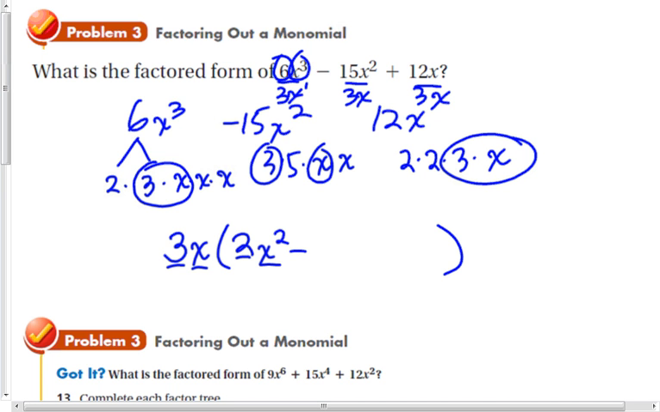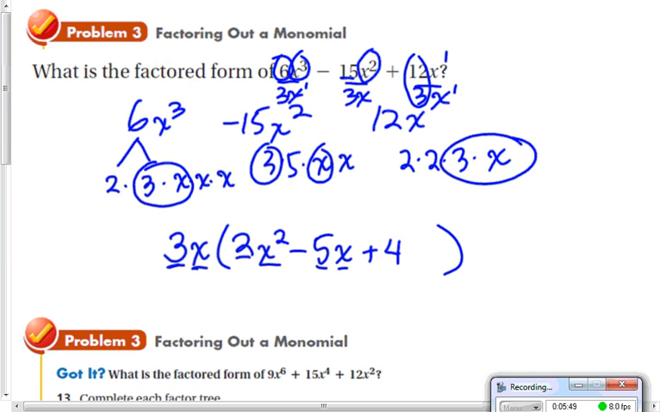Minus 15 divided by 3 is 5, and x squared divided by x is x. Again, make sure that x times x equals x squared, and 5 times 3 equals 15. 12 divided by 3 is 4, and x divided by x is just 1. Or remember, that's x to the 0, which is just 1, so that's a constant there. And that's how you write something in factored form. Go ahead and try that.